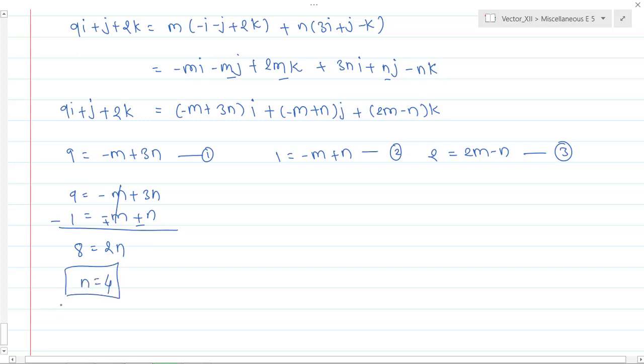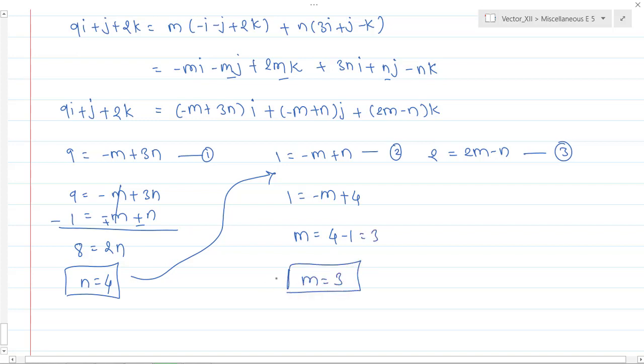Is this okay? If n equals 4, let's substitute n equals 4 in the second equation. So 1 equals minus m plus 4. So m is what? Moving the terms across, 4 minus 1 equals 3. So m equals 3. That's it. This is what they are expecting us to find, the values of m and n.